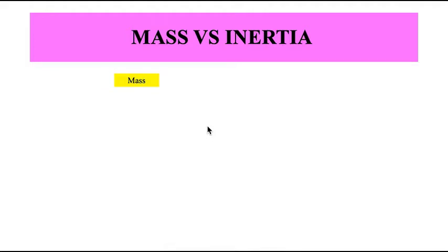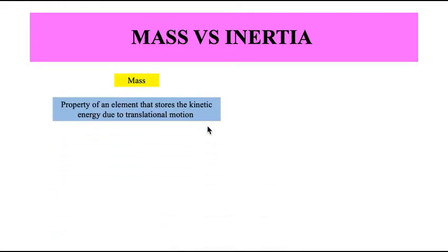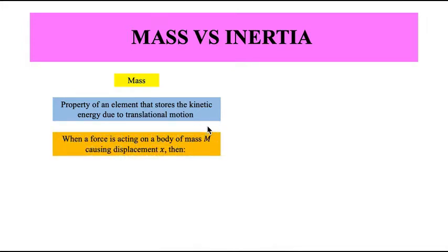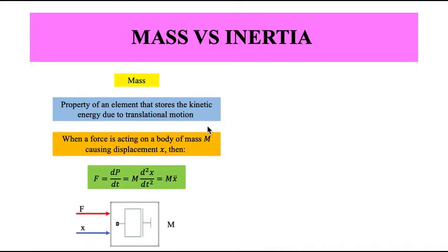Mass is the property of an element which stores kinetic energy. And what does this mass do? When a force is acting on a body of mass m, it causes a certain displacement x. And what does Newton's second law tell me? That the force is just the rate of change of momentum, right? So this is the statement of the second law. F equals dp by dt, differentiation of momentum.